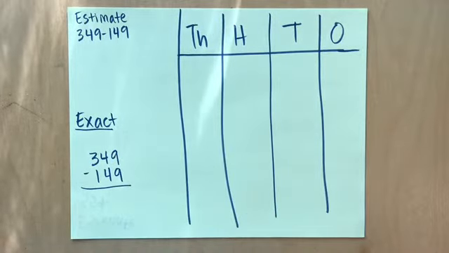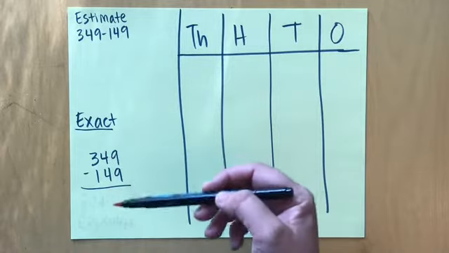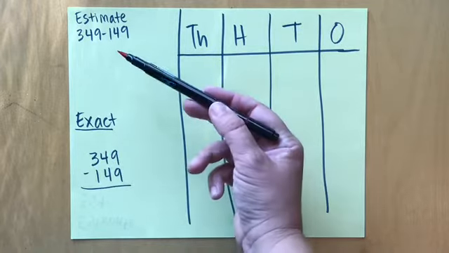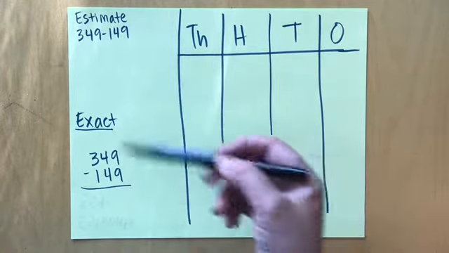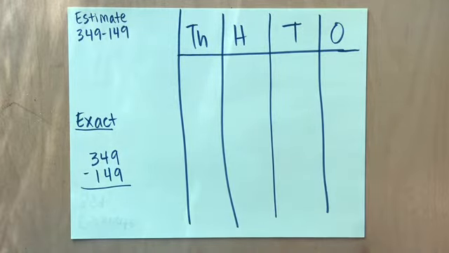Estimate 349 minus 149, and then find the difference, the exact answer. See if your answer was reasonable when you estimated, and then don't forget to use your place value chart to check your work. Press play when you're done.